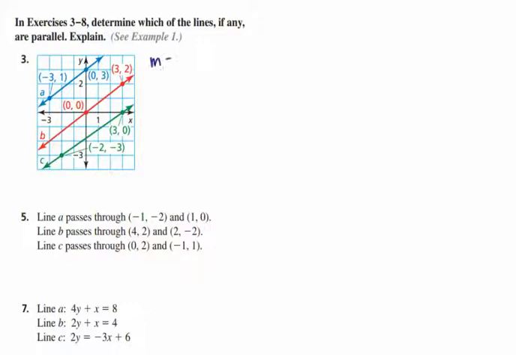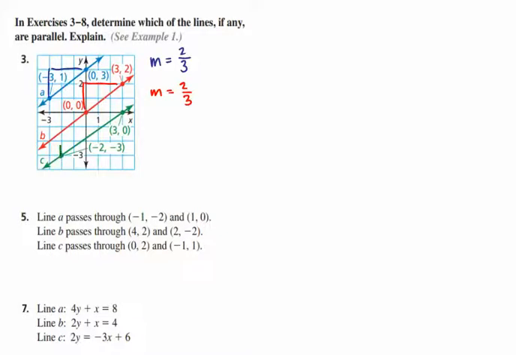So let's look at the blue line. The blue line, we go up 2, right 3, which means we have a slope of 2 over 3. The red line, we go up 2, right 3, which means we have a slope of 2 over 3 also. The green line, well, you can kind of tell that the green line doesn't look very parallel to the others, but let's see what its slope is.